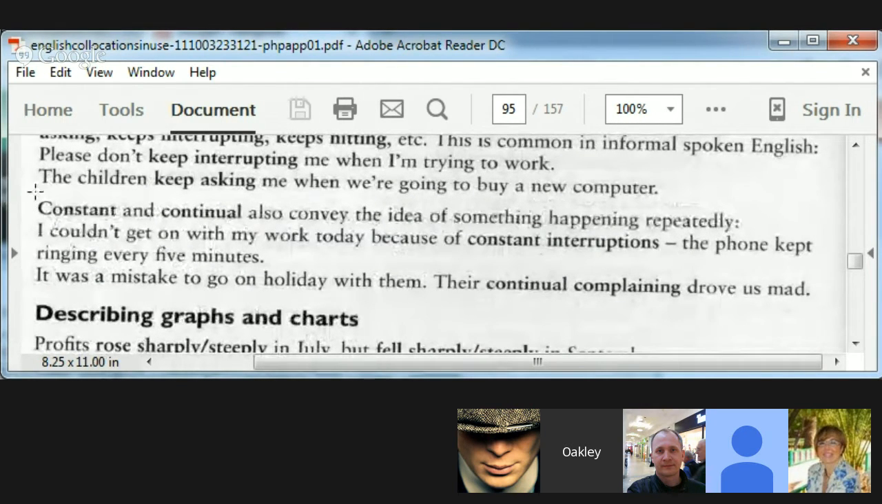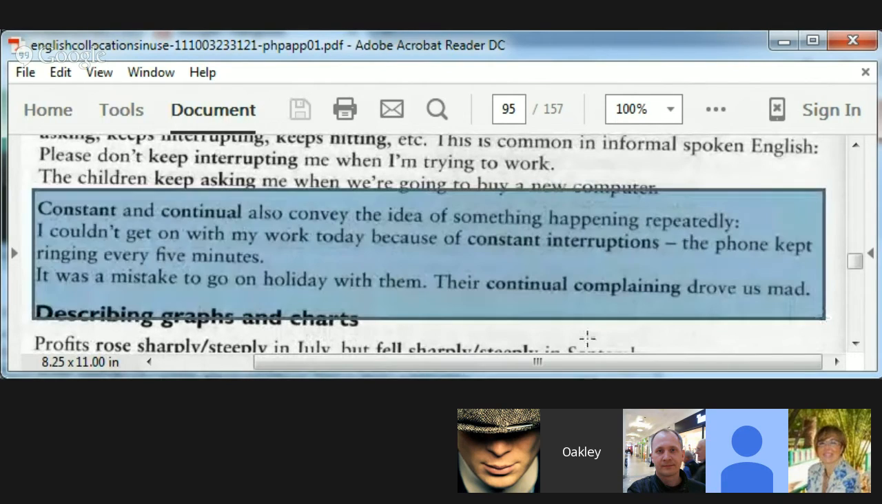Okay, Anna, can you read this next part? Yes. Constant and continual also convey the idea of something happening repeatedly. I couldn't get on with my work today because of constant interruptions. The phone kept ringing every 5 minutes.